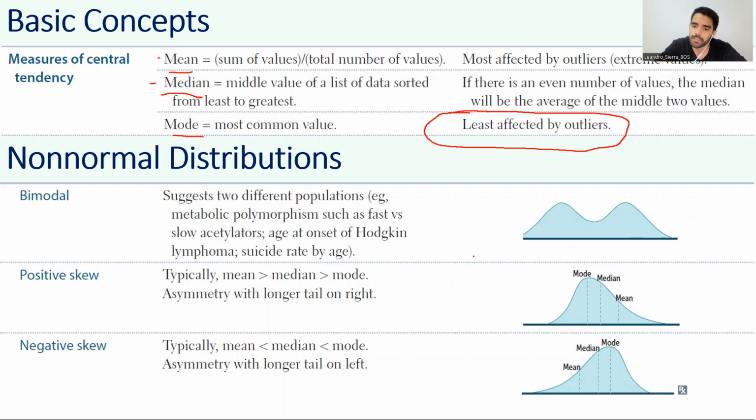Talking a little about the distribution of your data. I think you know that the distribution could be symmetrical, but that is normal. But there are some non-normal distributions of the data. For example, we have the bimodal distribution, we have the positive skew distribution, and we have the negative.